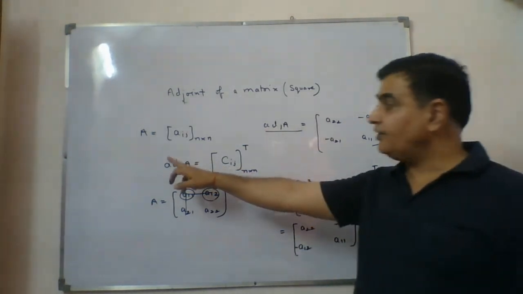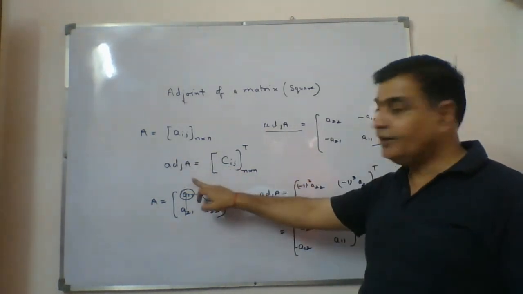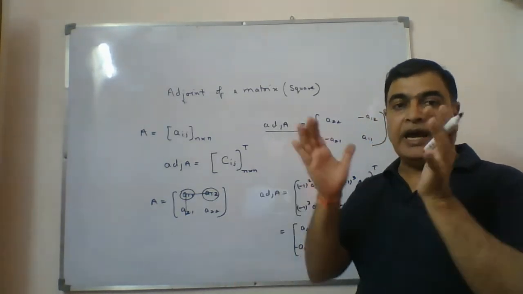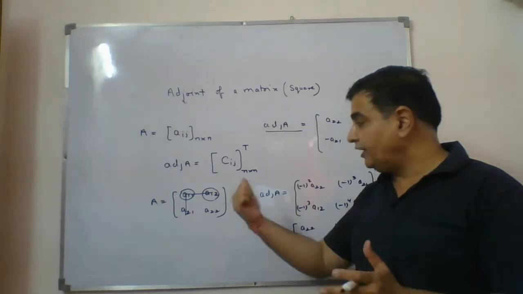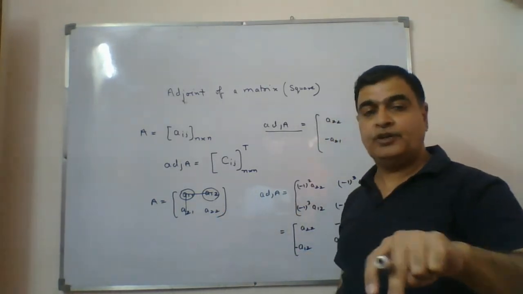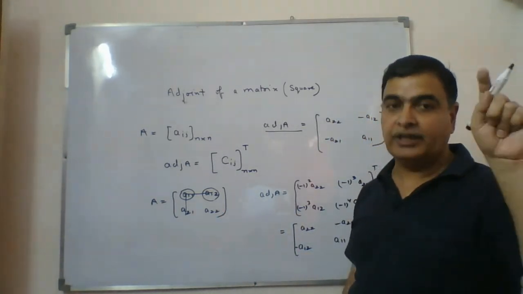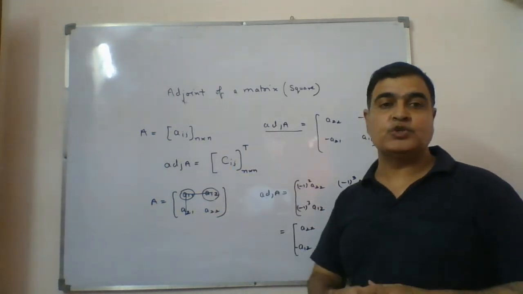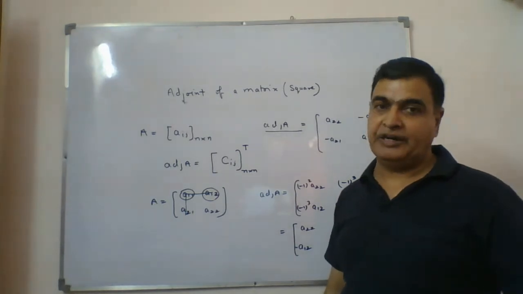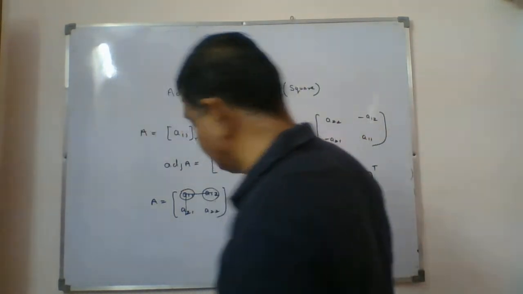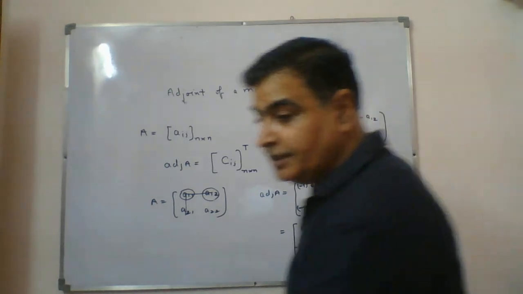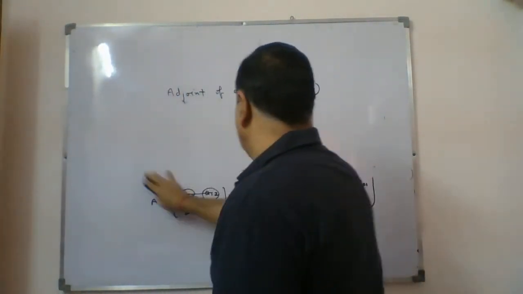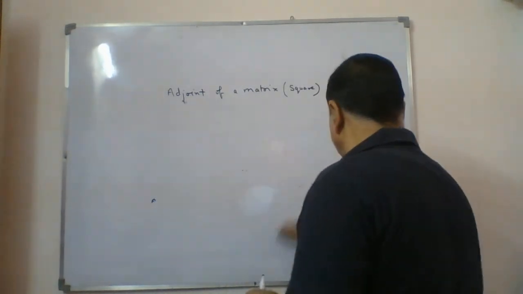So if any matrix A is given to you, the adjoint of the matrix will be nothing but the cofactor matrix you are going to take, and when you get that cofactor matrix, you make the transpose of it, you will get the adjoint of A. So now I'll take an example by which we will calculate the adjoint of a matrix. So write the first question please. Now we are calculating the adjoint of A of a given matrix. Let the matrix be.